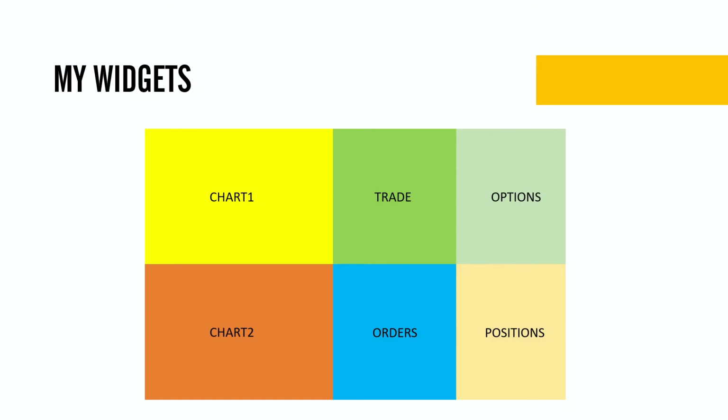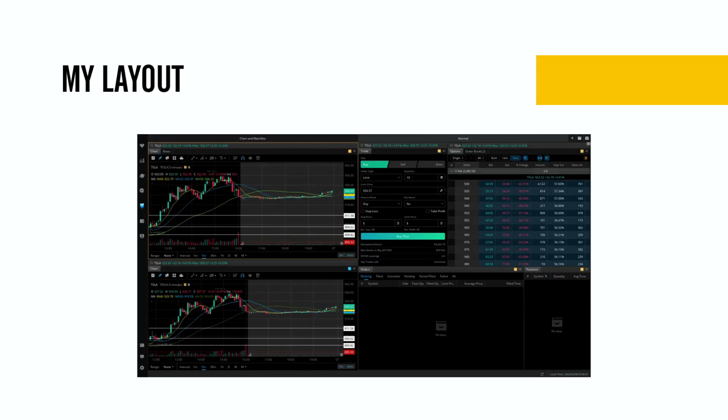Before we move on to Webull, I just want to show you the layout that I'm using. As you could see here, I do have two charts. This is the first chart, the second chart, the trade widget, the orders widget, options widget, and the positions widget. Now that that's out of the way, let's get straight into Webull and start building a layout from scratch.